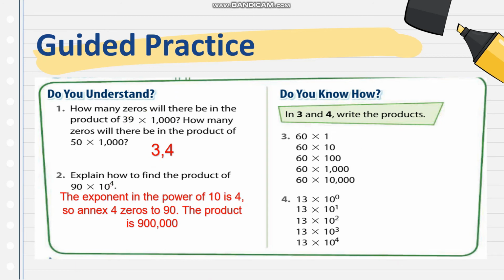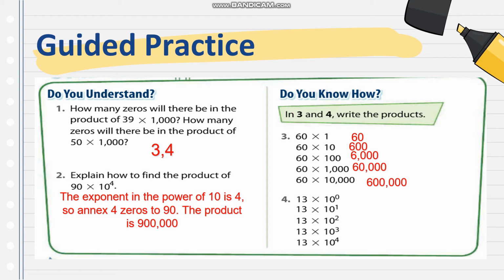Number 3, 60 times 1 is 60. 60 times 10 is 600. 60 by 100 is 6,000. 60 by 1,000 is 60,000. 60 by 10,000 is 600,000. Just find the pattern by adding zeros.